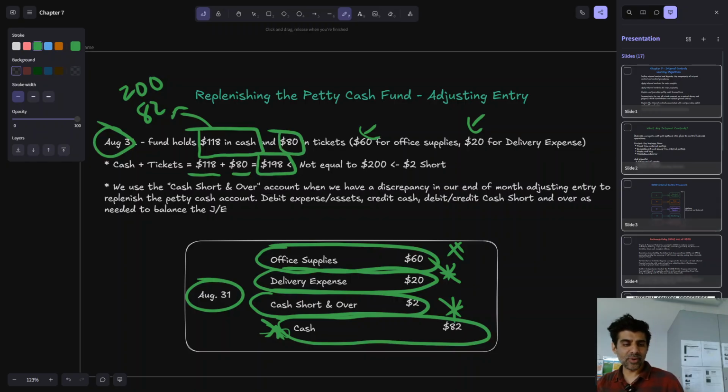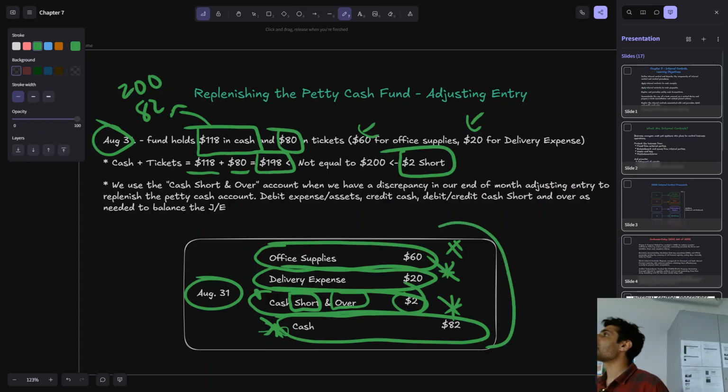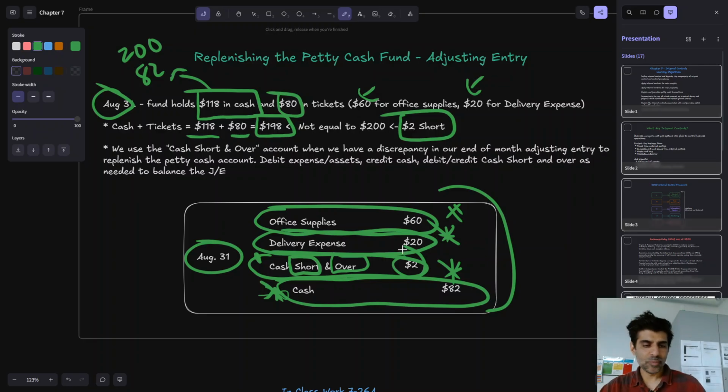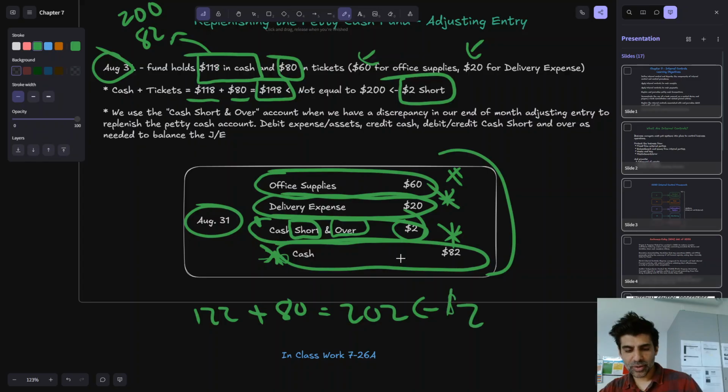Now to make it balance, you're going to have to use this account called cash short and over. And as the name implies, it could be short or it could be over. In this case, we were short. We didn't have enough. We were $2 short. So when it's short, it's going to be a debit just to make this journal entry balance. If we had too much money, let's say instead of $118 in cash, we had $122 in cash and $80 in tickets, that means we would have had $202, which means we would have been $2 over.